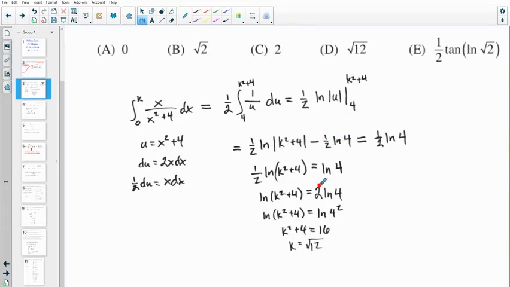About the only property that I used at this point was to bring that 2 up to the top and say that 2 times the natural log of 4 is the natural log of 4 squared, and then solving that. Although admittedly, this is a multiple choice question.